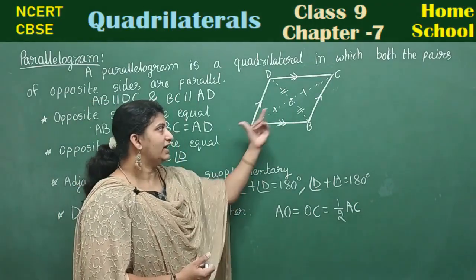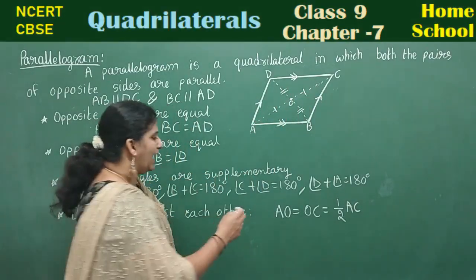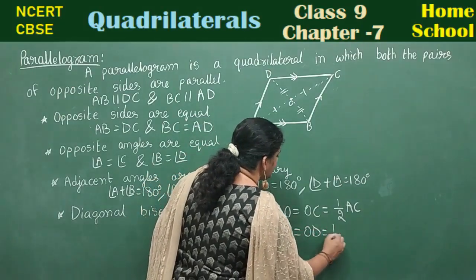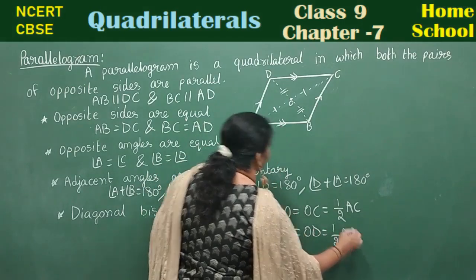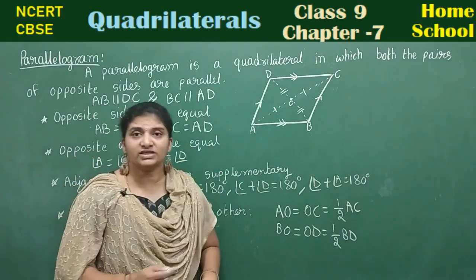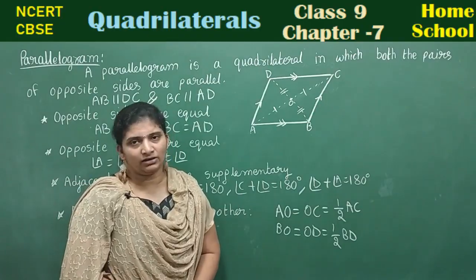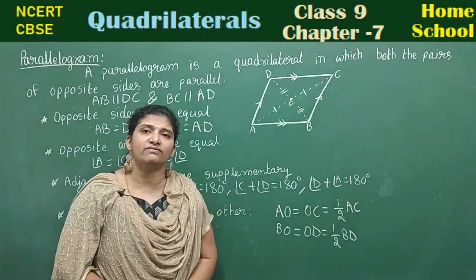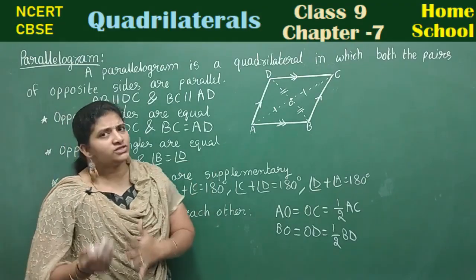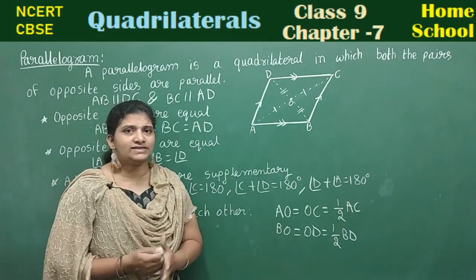When they bisect, AO is equal to OC. That means half of AC. And BO is equal to OD. That is half of BD. So once again, let's have a recap of this parallelogram. In this quadrilateral chapter, we are going to know more about parallelograms only. The next chapter is also dealing with parallelograms. So understand carefully, a parallelogram is also a quadrilateral having four sides, four angles, four vertices, all the same.